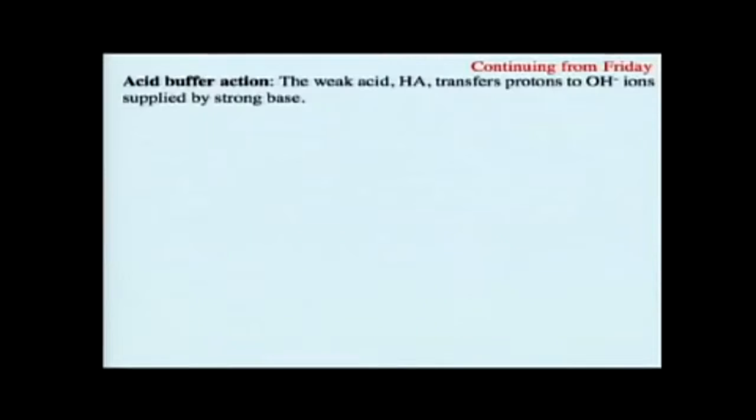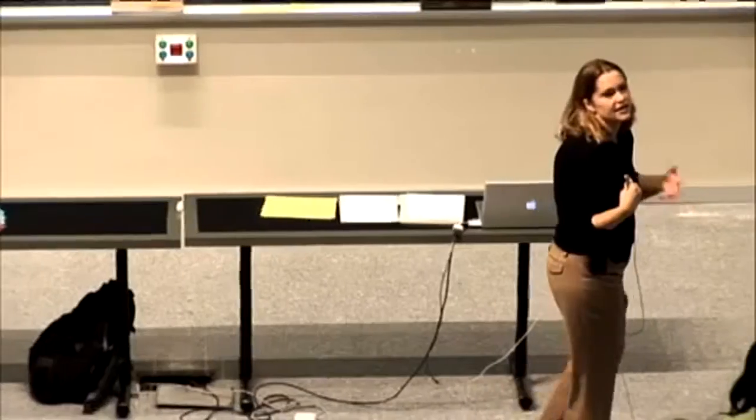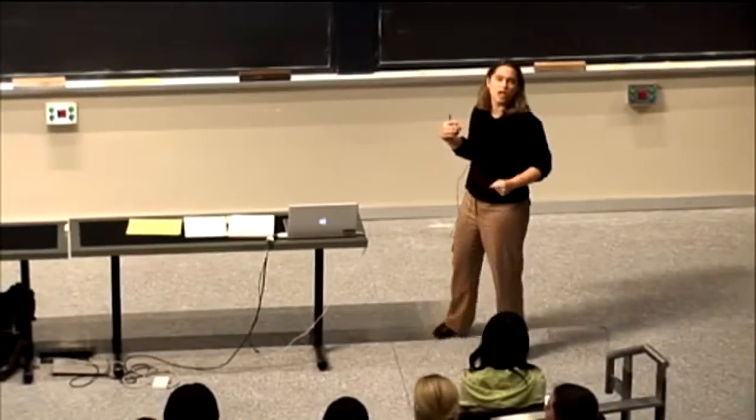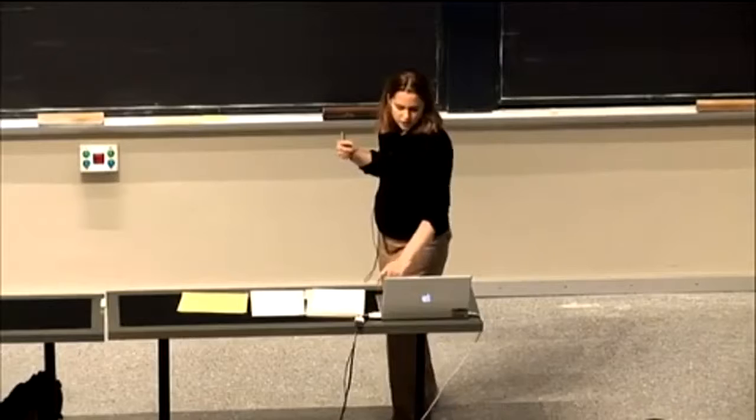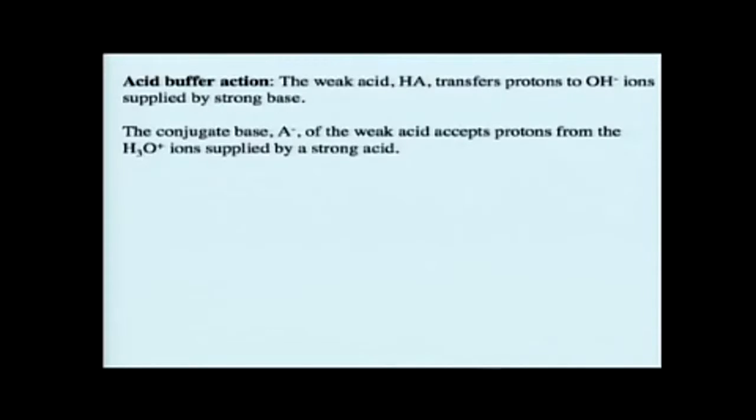So what happens? You have to have an acid and its conjugate base in the mixture to have a good buffer. So what the weak acid is going to do is it will transfer protons or hydrogen ions to hydroxide ions that are supplied by the strong base to neutralize that strong base that was added. So you need to have an acid in there that's capable of giving up a proton to neutralize the hydroxide ion that was added. You also need to have the conjugate base.